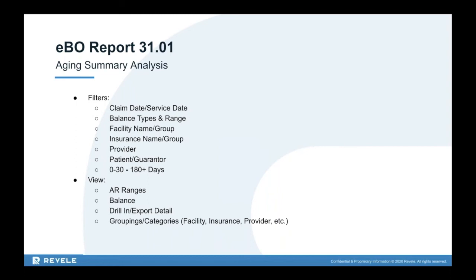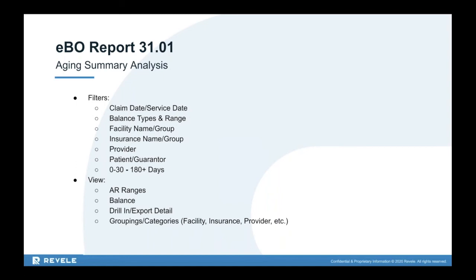From this report, you're able to see balance types and range. What I mean by that is you can look at just credit balances, you can look at positive balances, you can look at all. You can say, okay, I only want to see AR from $0 to $1,000. You can break that up, or you can just look at everything.